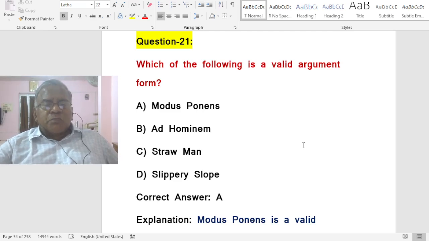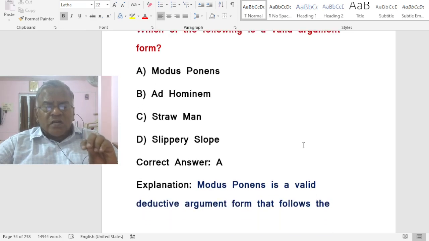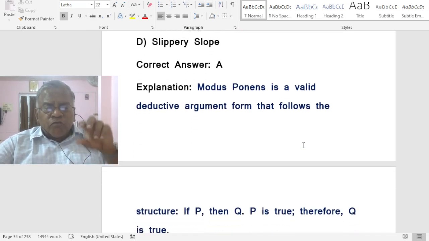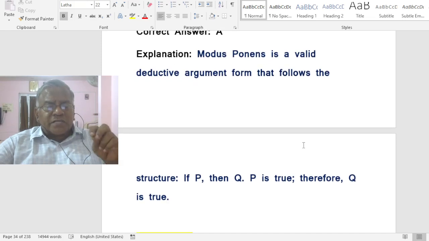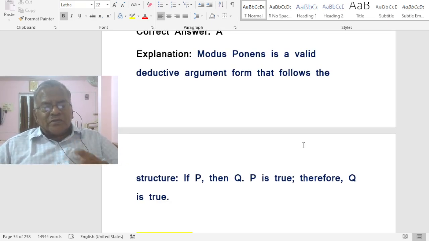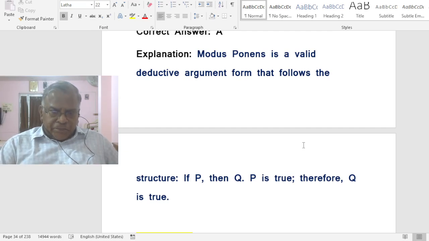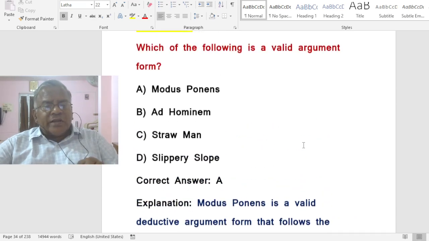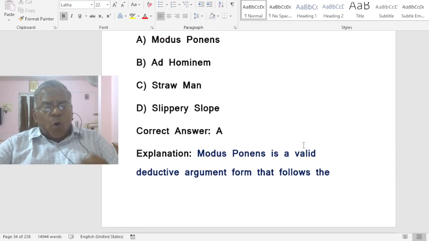Now, modus ponens. What is modus ponens? Modus ponens is a valid deductive argument. From that follows the structure. What is that structure? If P, then Q. P is true, therefore Q is true. You see that is the structure. If P, then Q. P is true, so Q is true. That is the idea. That is called modus ponens.